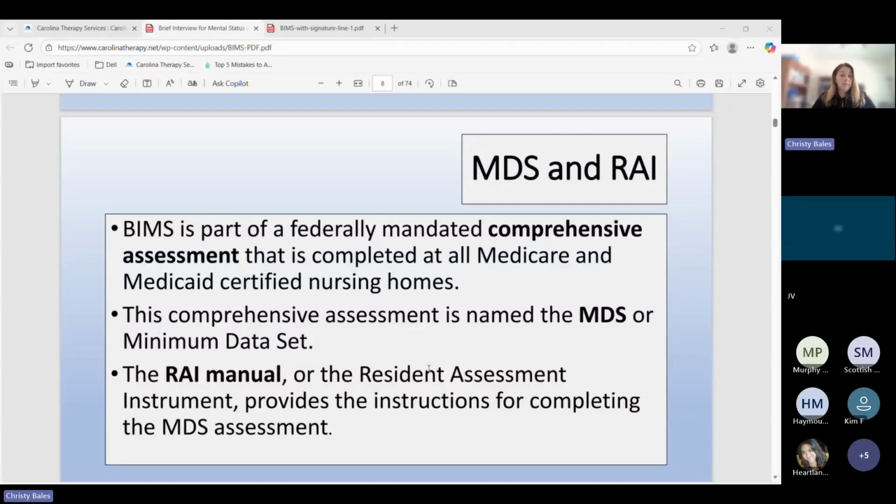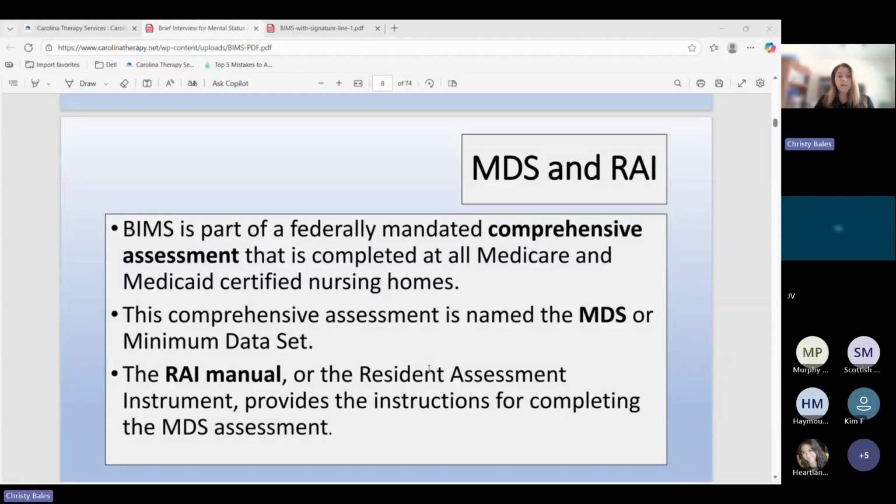The BIMS is part of a federally mandated comprehensive assessment. I hope in the future that changes and they pick something else. But right now, this is it. And it's completed on all Medicare and Medicaid certified nursing homes. So everybody has to get this, long-term, short-term. You guys have been seeing that we've been doing it on pretty much anybody.